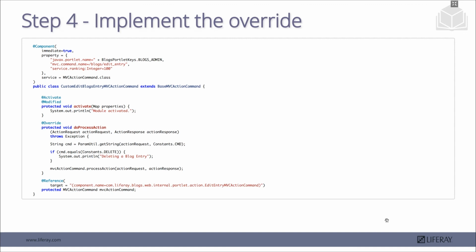One of the things we can do though in this situation is we can still call the original one. So what we've done at the @Reference is we've grabbed a reference of an MVC action command, and specifically we grabbed the edit entry MVC action command. So we can call the original action after our custom logic is executed. So work through our custom logic, just print in the console, call the original's processAction. So let's go ahead and we'll work through an exercise all together. So let's go ahead and jump into our Liferay Developer Studio.